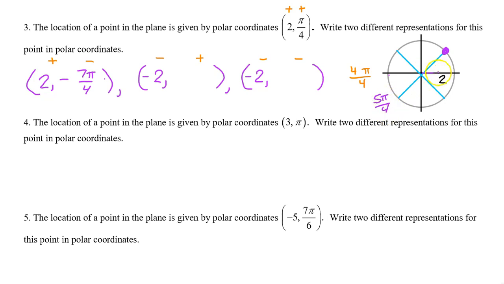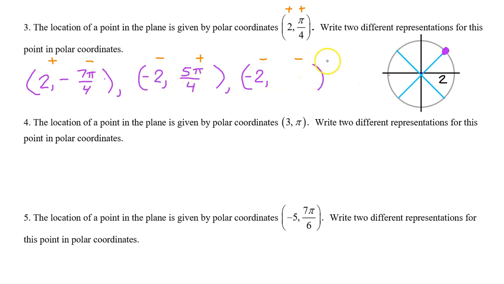If we rotate to 5 pi over 4, the negative r value will take us in the opposite direction and we land at the target. So another name for this point is negative 2 comma 5 pi over 4.